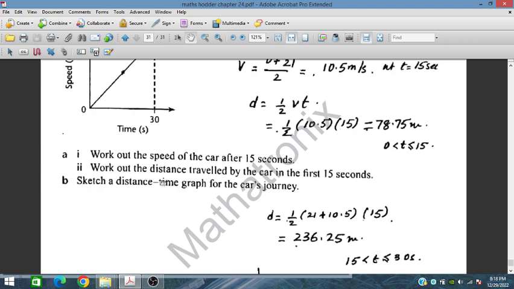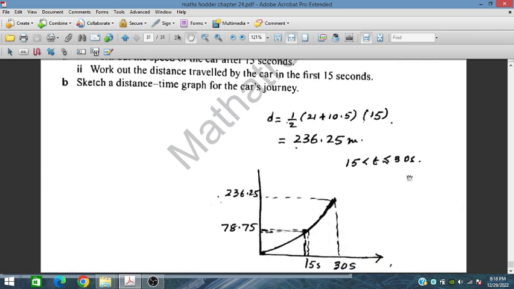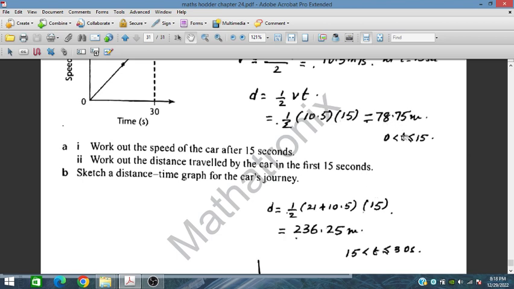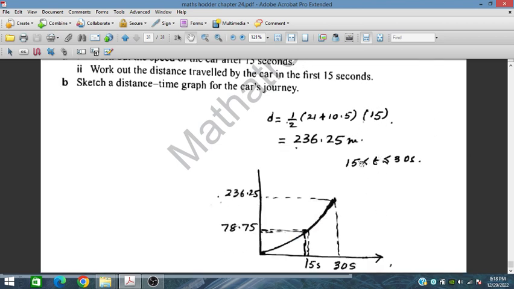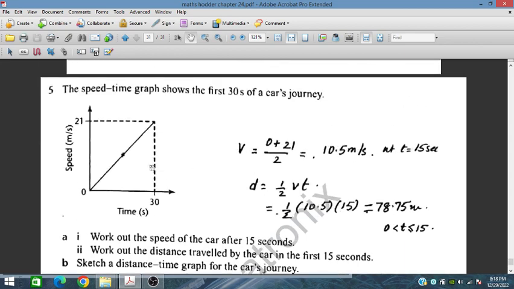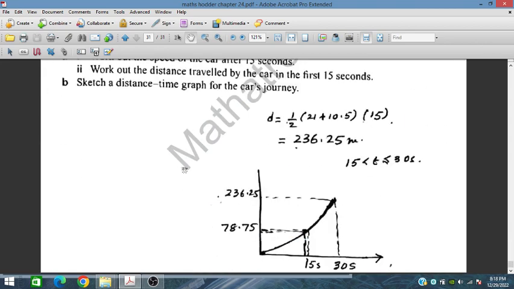And similarly for the distance-time graph, sketch a distance-time graph for the car journey. So this is all here. For 15 to 30 seconds, it travels this much. So the distance increases very sharply because the speed is increasing. So that's all from chapter 24.